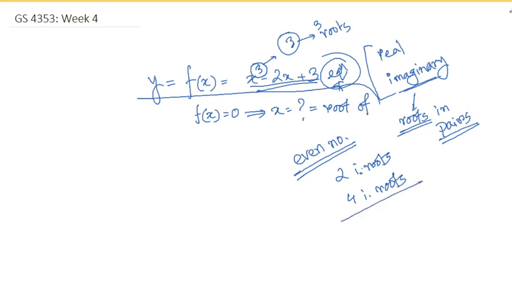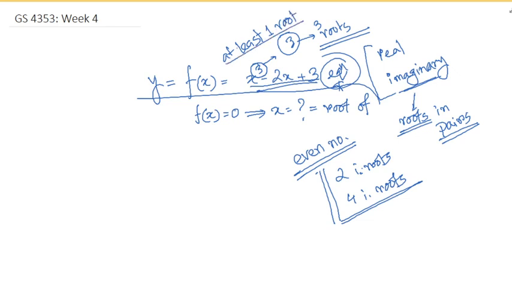So this is the fact of how we will be dealing with the equations. So 3 roots indicates that at least one root will be real. At least one root will be real, beyond doubt.